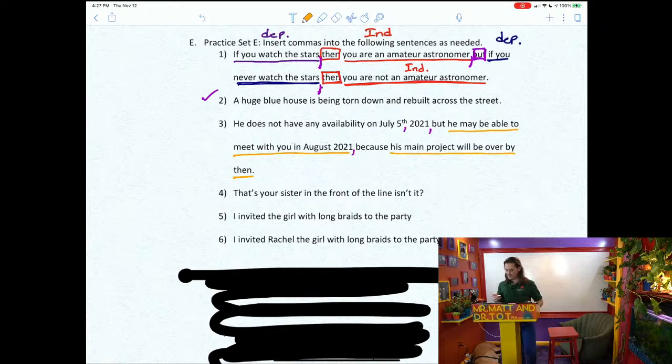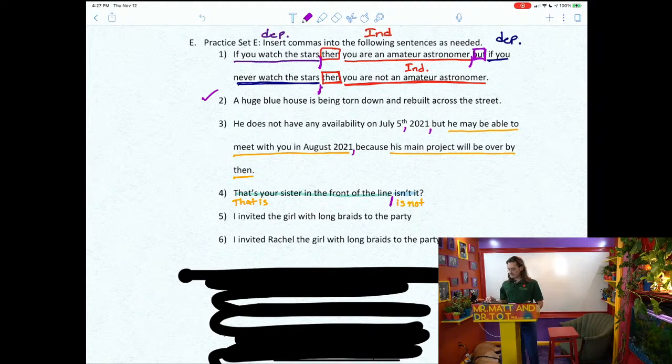Number 4: that's your sister in front of the line, isn't it? So these are both contractions. That's stands for that is, and isn't stands for is not. So we have a statement, that's your sister in front of the line, and then we have a question, isn't it? So we need a comma between a statement and a question.